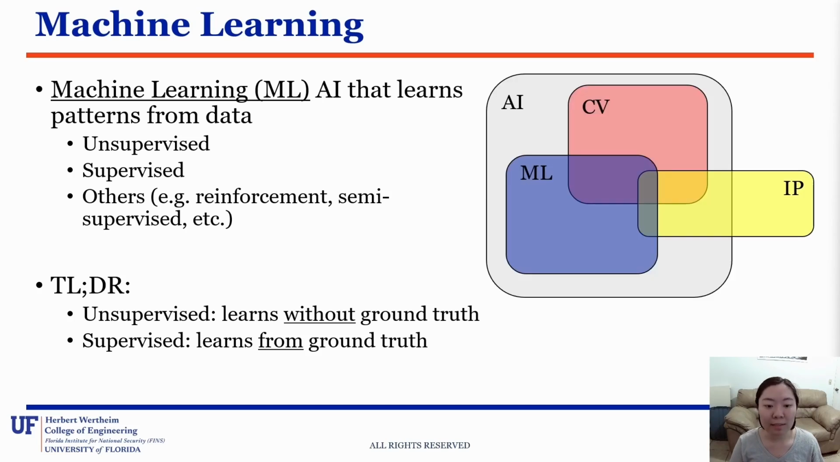Machine learning is a subset of artificial intelligence and can overlap with computer vision and/or image processing, but doesn't necessarily need to. For more information, please refer to the Pattern Recognition and Machine Learning book by Bishop cited in the description under Additional Resources.